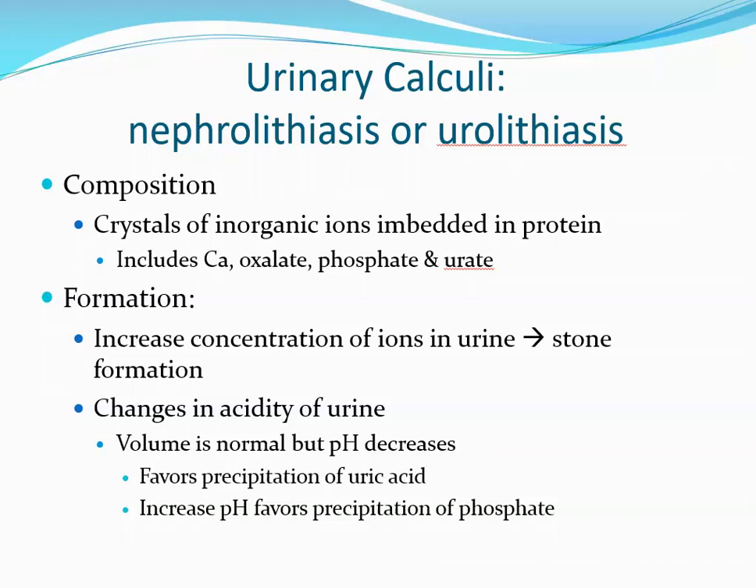They can also form due to changes in the acidity of the urine. Here, the volume of urine would be normal, but if the pH decreases, i.e. becomes more acidic, this will favor the precipitation of uric acid. If the pH increases, this will favor the precipitation of phosphates.